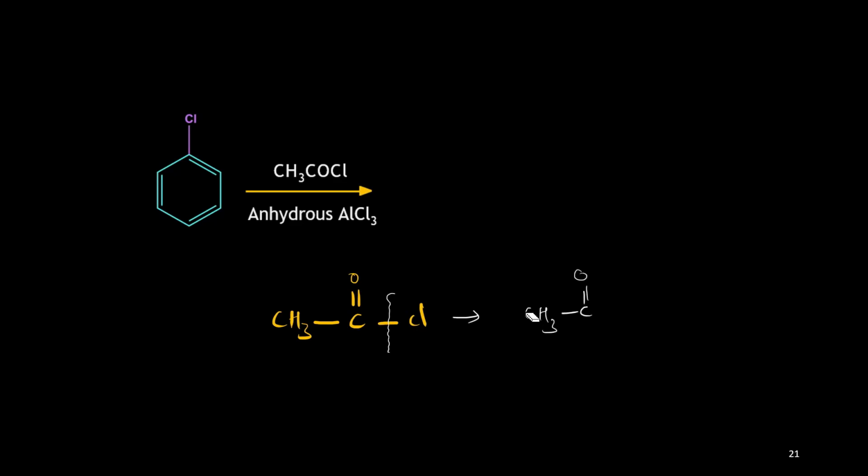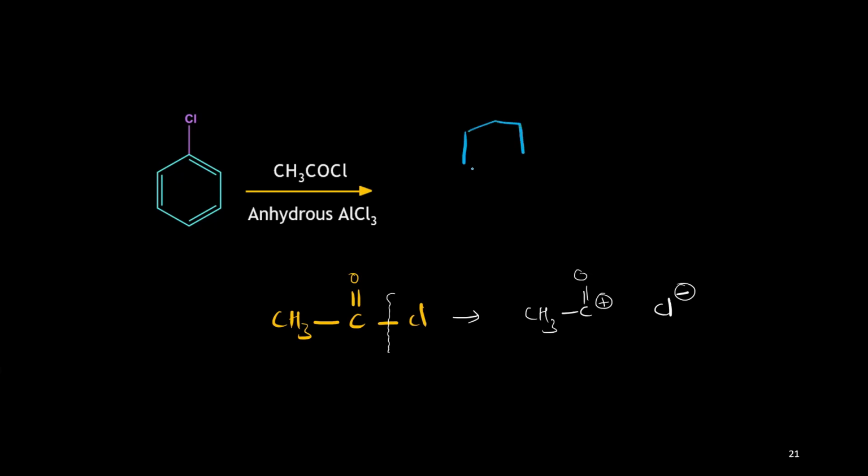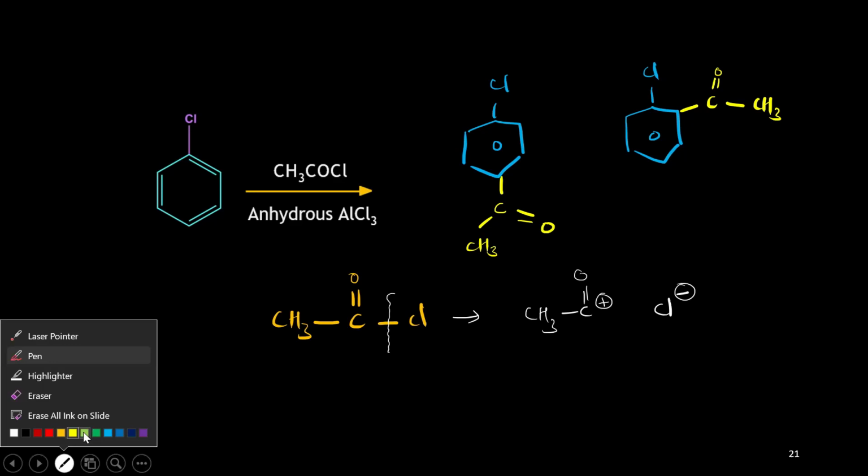So that will turn out to be CH3, C, double bond O. As chlorine will take away the electrons, this will be the positive charge and chlorine will be the negative charge. Now this will attack the benzene ring, so the reaction will happen like this. First it will attach here, because this C will go and attach here, and it contains CH3 on one side and double bond O on the other side. The same way here, it attaches to the C which contains double bond O, CH3. So which one will be the major and minor? You guys know that. So this will be the major.